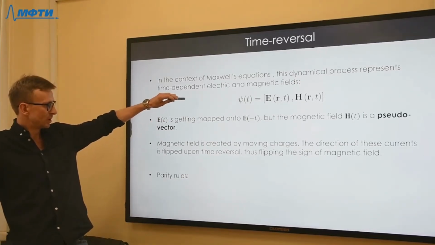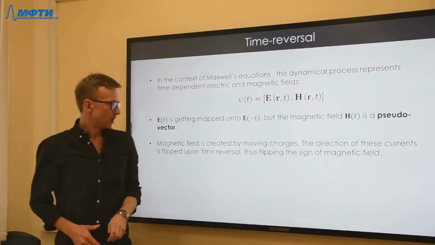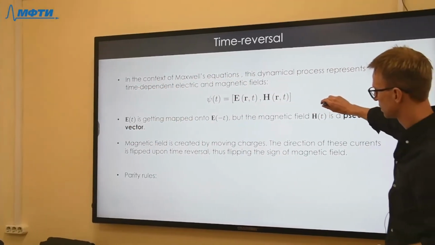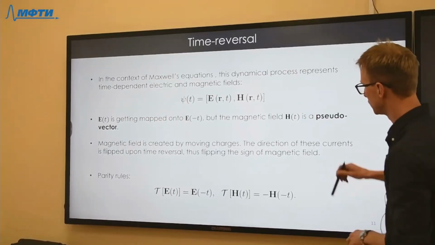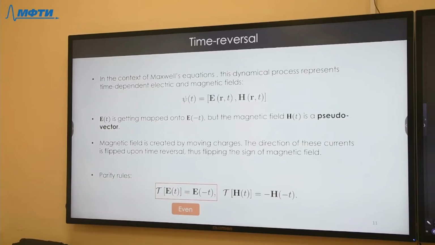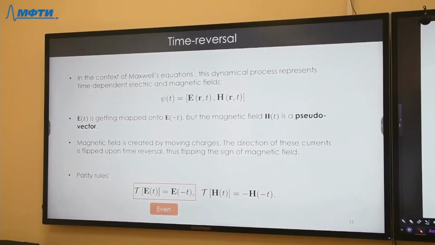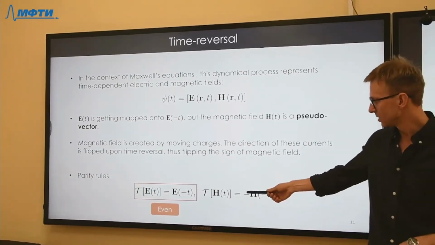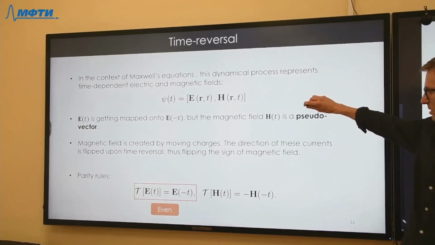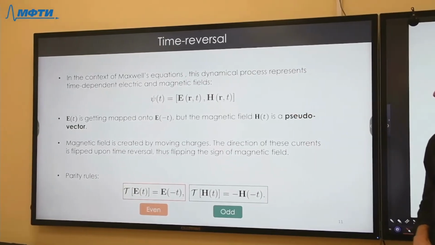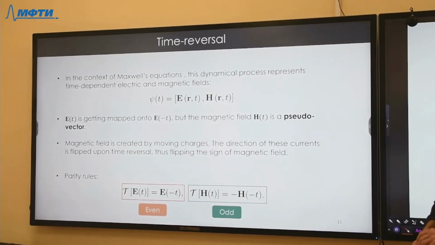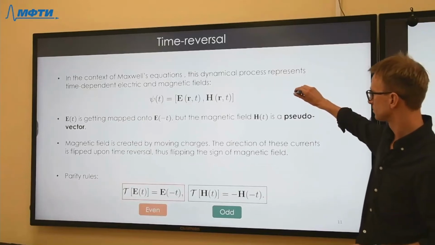So the electric field is mapped into E of minus t, and we say that the electric field is even under the process of time reversal, but the magnetic field is mapped onto minus H of minus t, and we say that the magnetic field is odd under the process of time reversal.